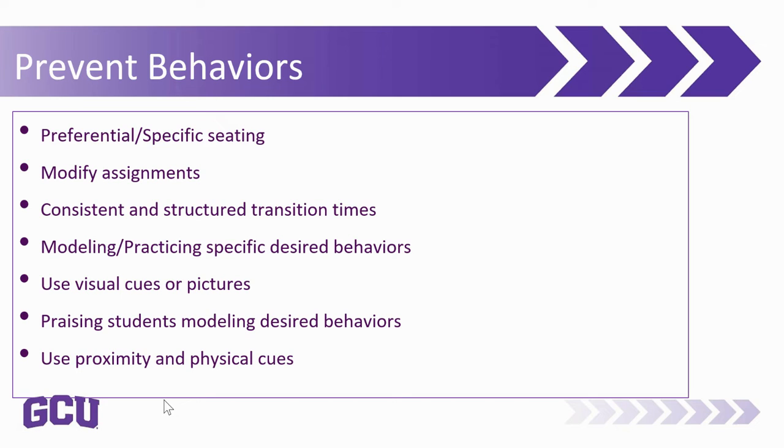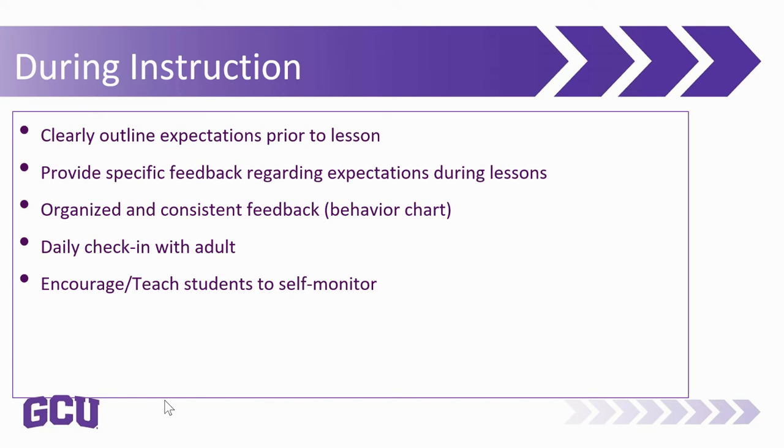You might modify assignments. Use consistent and structured transition times. Model and continually practice desired behaviors. Use visual cues or pictures. Praise students modeling desired behaviors. Use proximity and physical cues. For example, I might tap two fingers together if I wish a student to sit back down. That way I'm not disturbing or drawing attention to the student, but rather I'm giving them a subtle cue. Proximity is what I discussed when you're walking around the room.